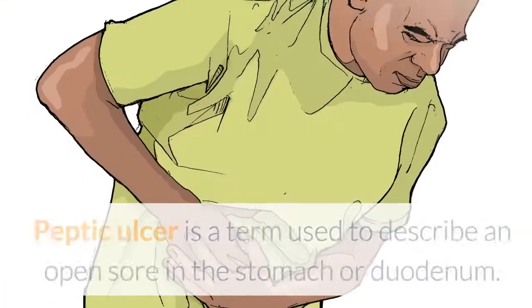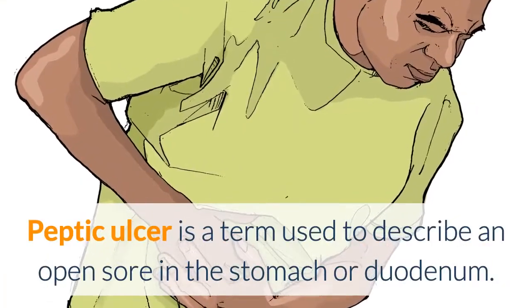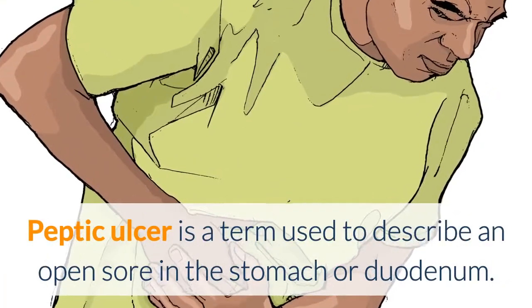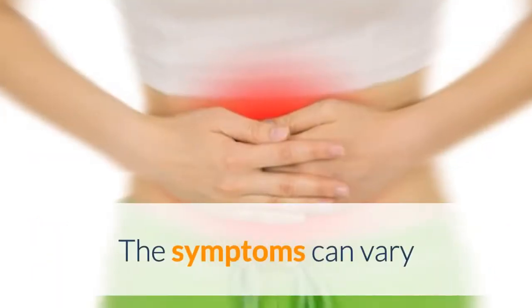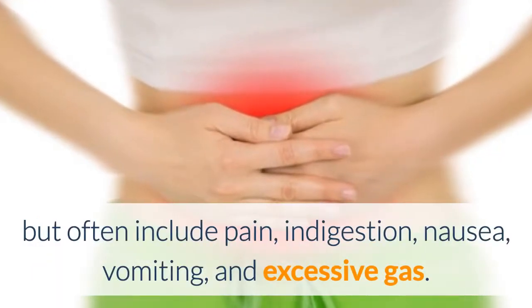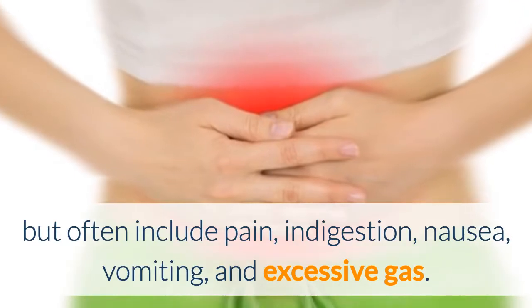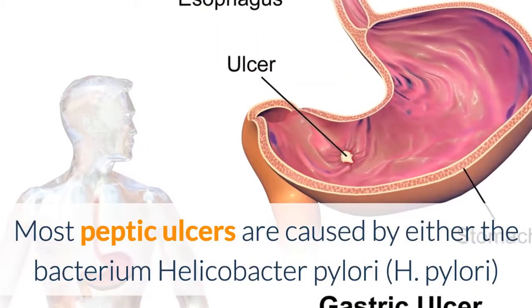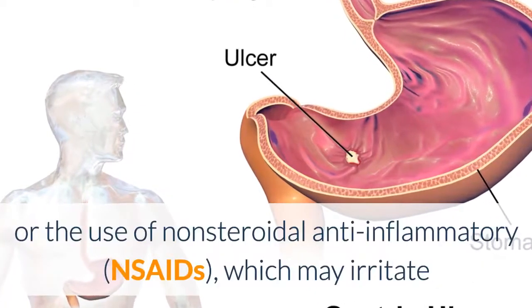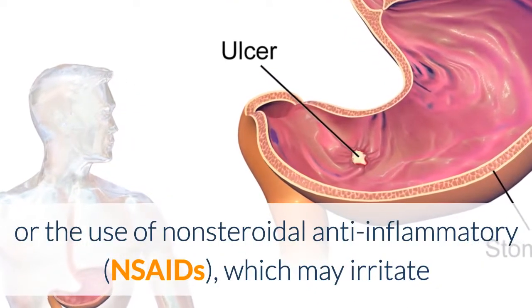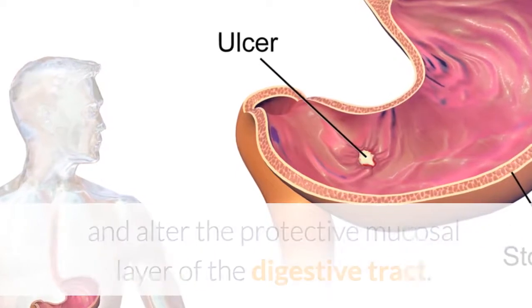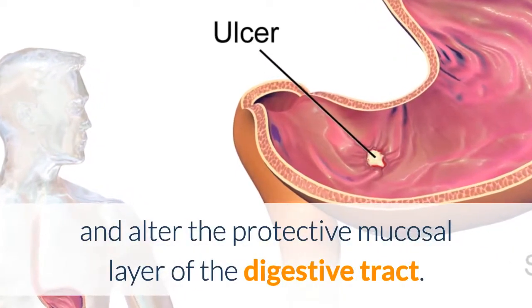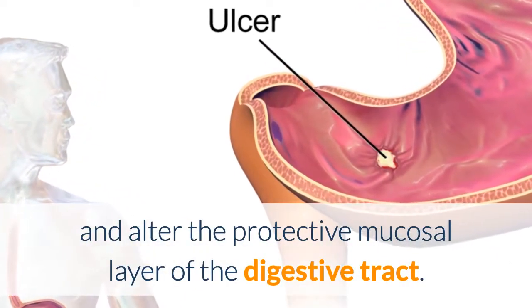Peptic ulcer. Peptic ulcer is a term used to describe an open sore in the stomach or duodenum. The symptoms can vary but often include pain, indigestion, nausea, vomiting, and excessive gas. Most peptic ulcers are caused by either the bacterium Helicobacter pylori (H. pylori) or the use of nonsteroidal anti-inflammatory drugs (NSAIDs), which may irritate and alter the protective mucosal layer of the digestive tract.